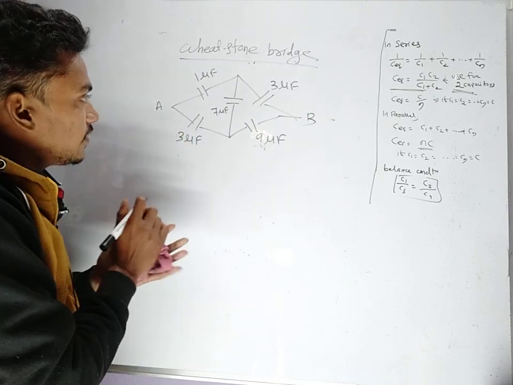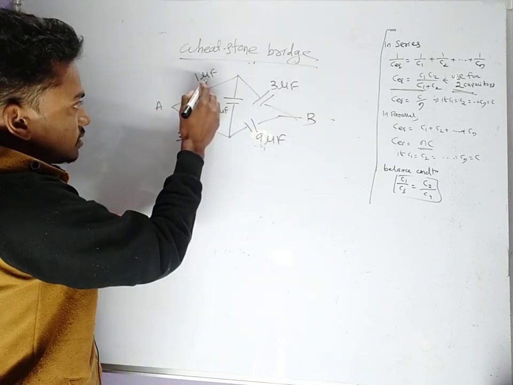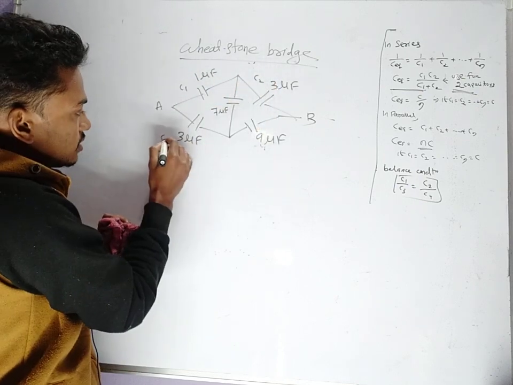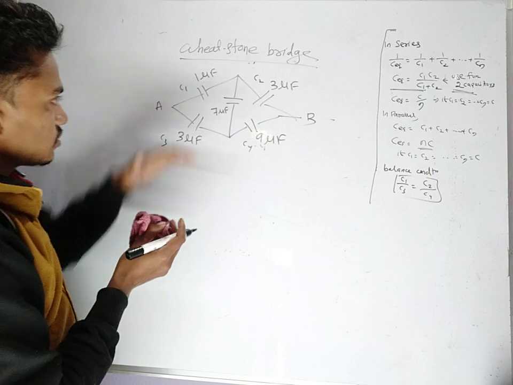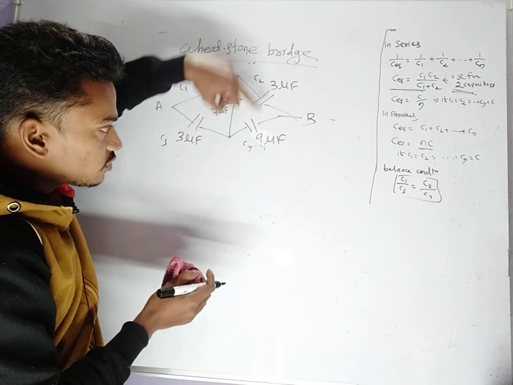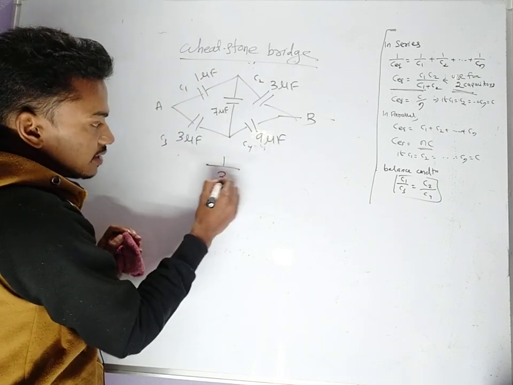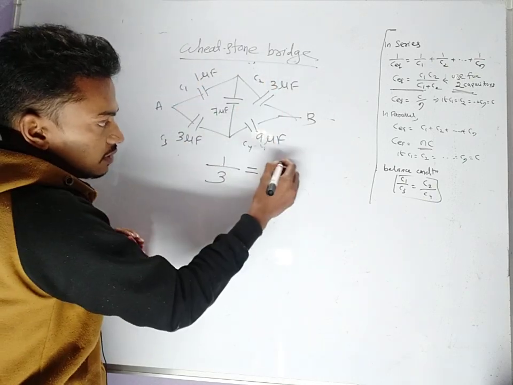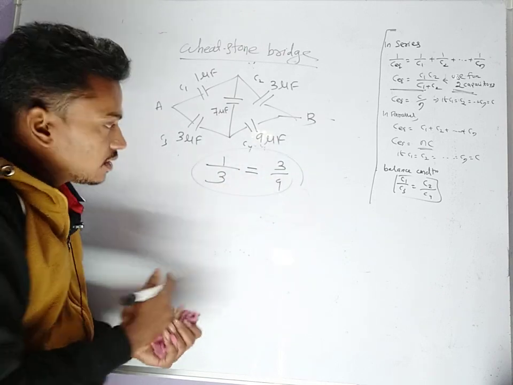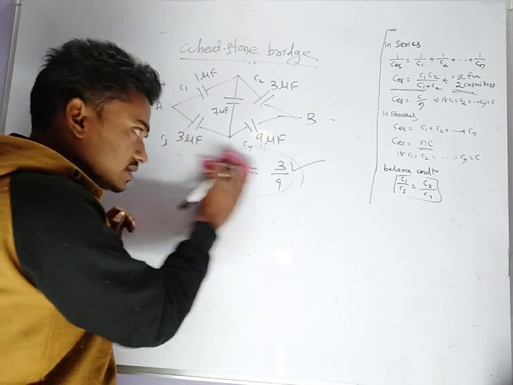You see, first check the Wheatstone bridge balance condition. This is C1, this is C2, this is C3, and this is C4. So C1 by C3 should be equal to C2 by C4. Here C1 is 1 microfarad and C3 is 3. 1 by 3 must be equal to 3 by 9. Okay, and 3 by 9 is 1 by 3. So the balance condition is satisfied. So the Wheatstone bridge is in balance condition.